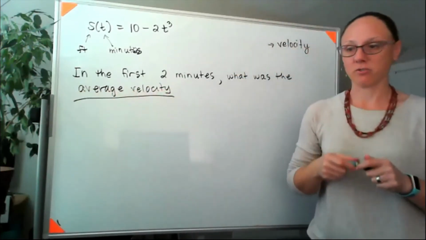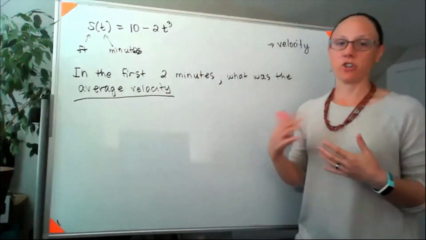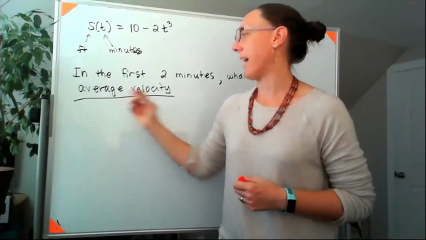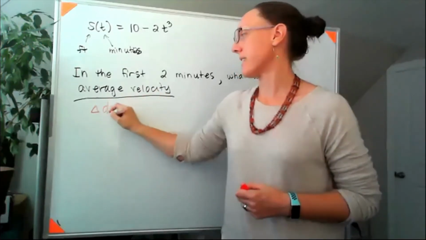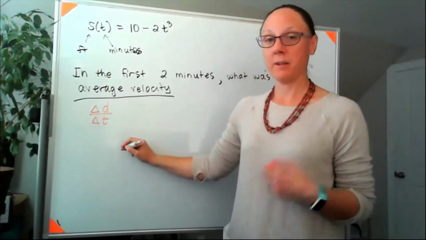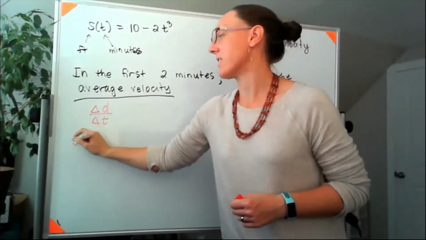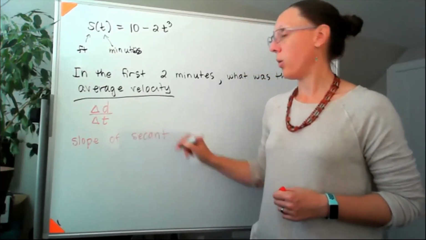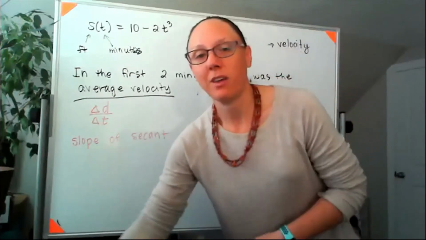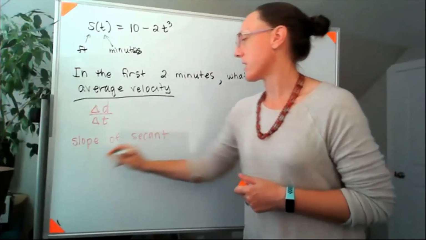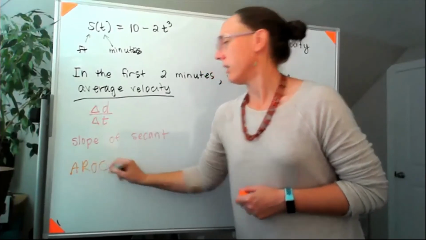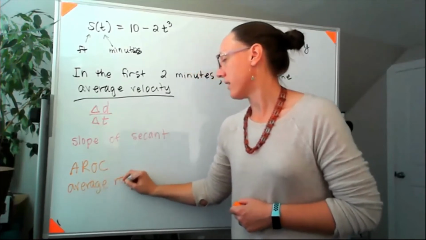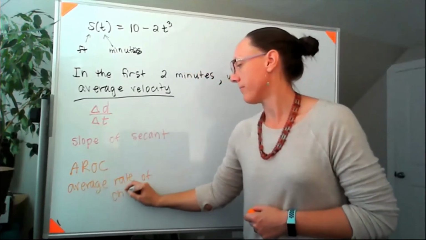Now that phrase average velocity, we can interchange that with a couple of things. So average velocity, I can think about as the change in distance over the change in time. I might also refer to this as the slope of the secant. Or I might call this, especially if I'm Kuba, AROC, or the average rate of change.